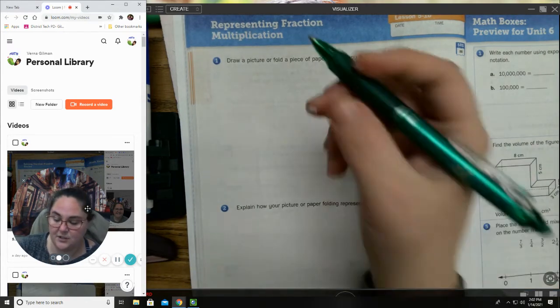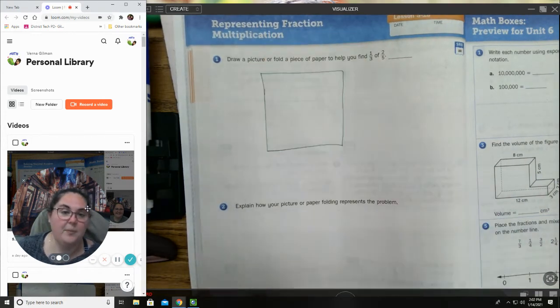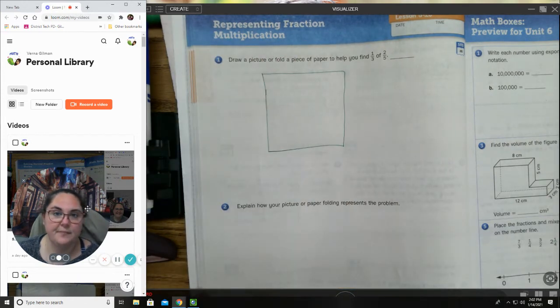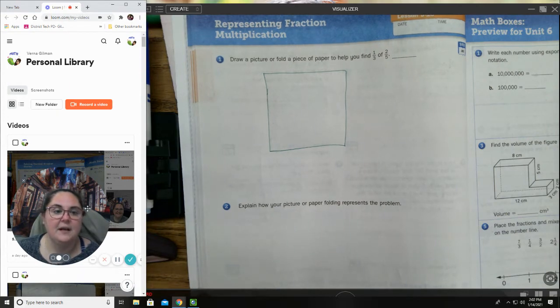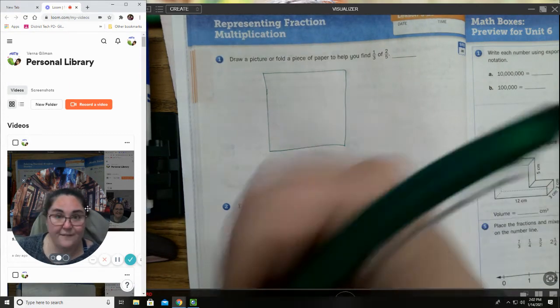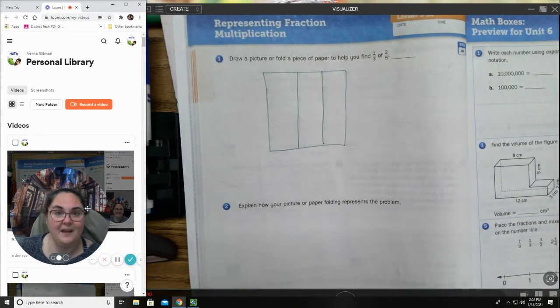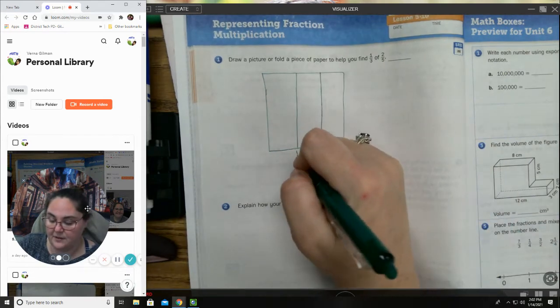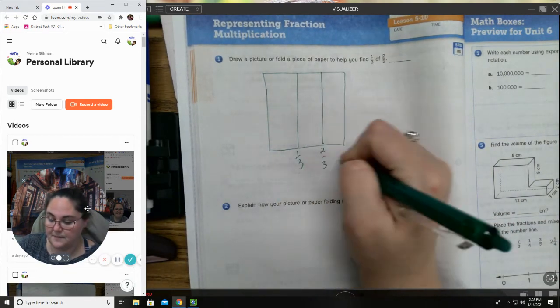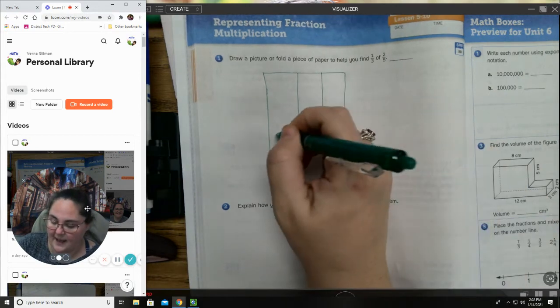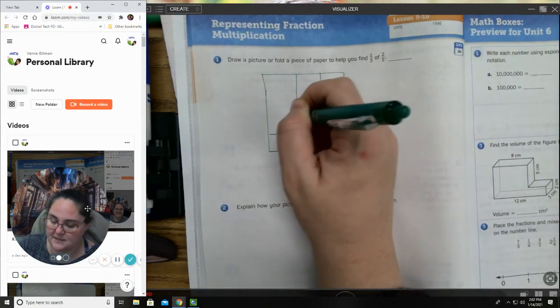So the first thing that you're going to do is you're going to show your paper, knowing that this is one full sheet of paper. Okay. Then you're going to show 1/3 and 2/5. So I'm going to first separate it into thirds. And for me, it's easier to go ahead and label 1/3, 2/3. And then I'm going to separate it the opposite way. This time I'm going to separate it horizontally.